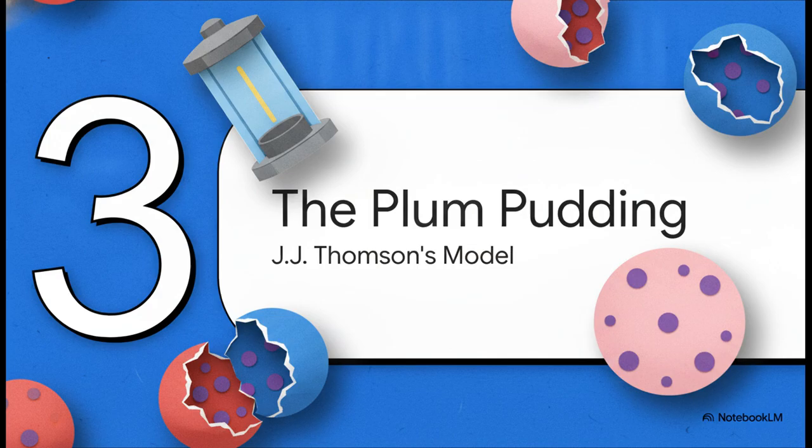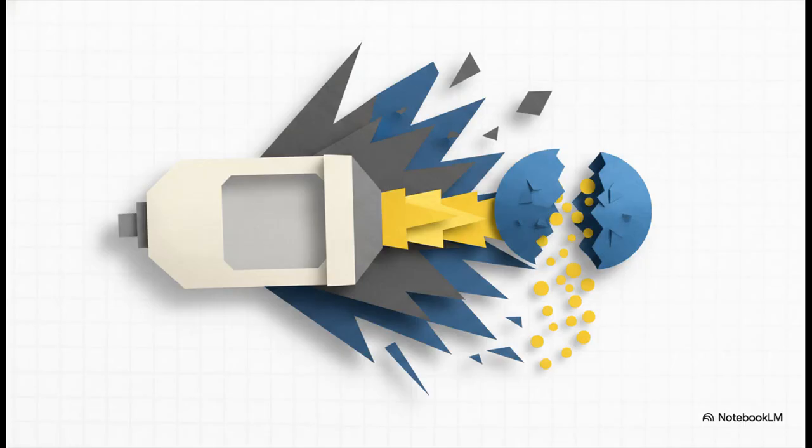Section 3. Discovering the plum pudding. J.J. Thomson's model. But, well, science loves a good plot twist, doesn't it? J.J. Thomson completely shattered that indestructible rule. Through his famous cathode ray tube experiment, he discovered electrons, tiny, negatively charged subatomic particles. The atom wasn't a solid, unbreakable sphere anymore. It actually had smaller internal parts. This was a massive leap forward.